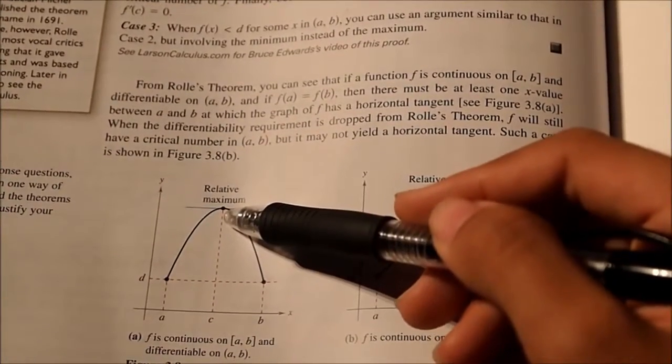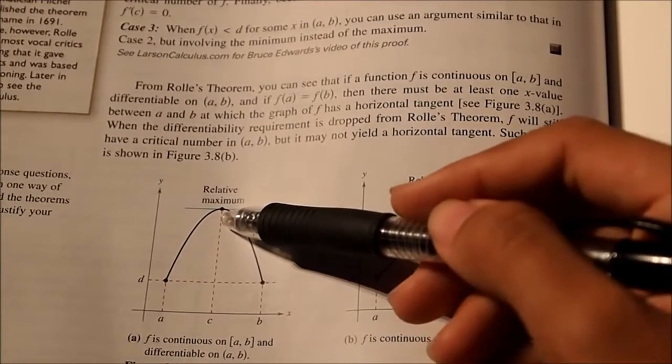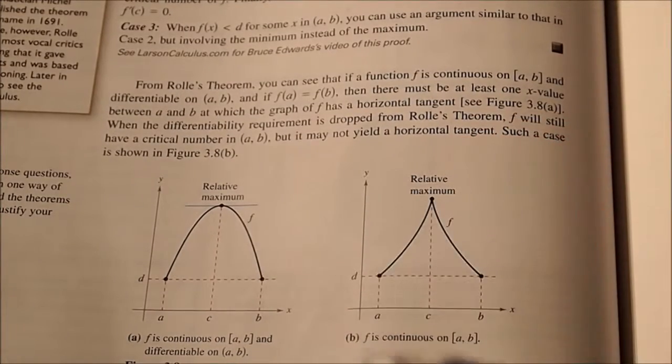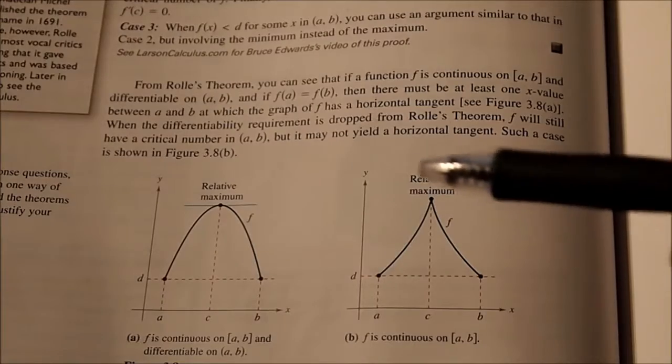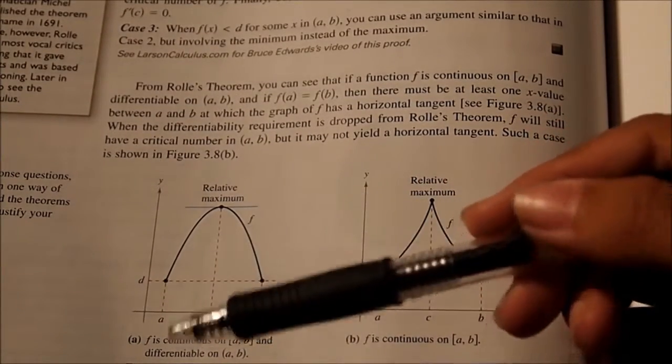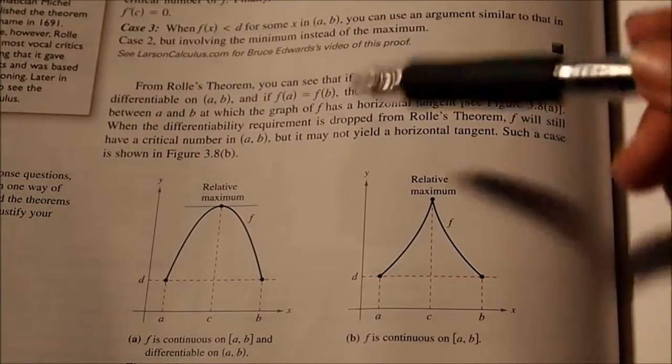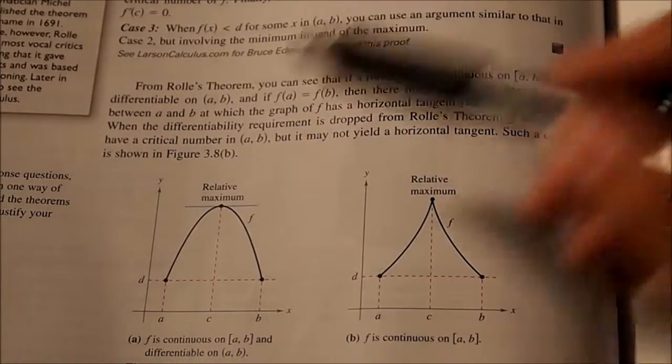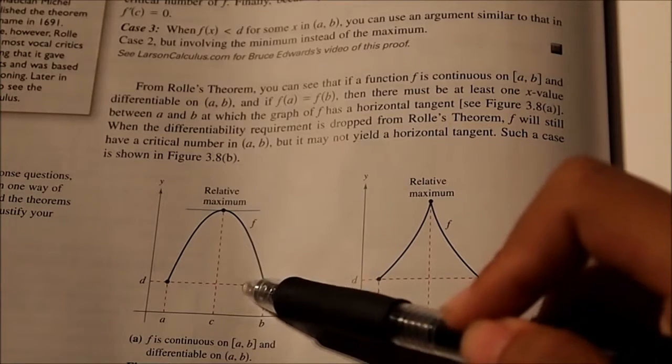And this is the relative maximum, which from the previous unit or chapter, occurs in an open interval. So Rolle's theorem is applied here.